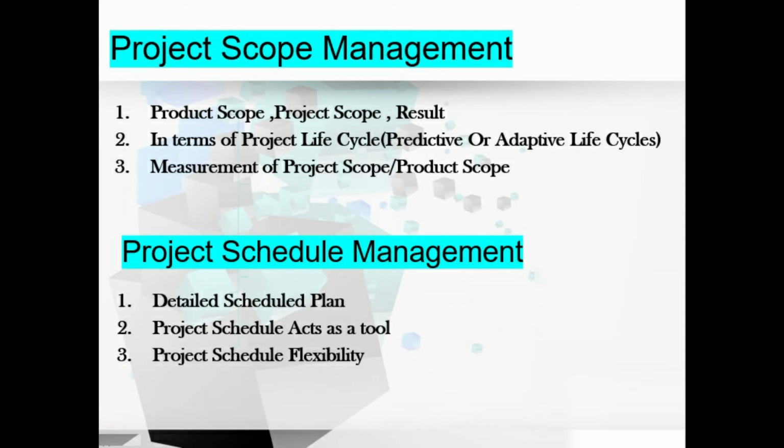Moving to the last key concept, measurement of the project scope or product scope. It means this scope management includes the completion of the project scope is measured against the project management plan and completion of the product scope is measured against the product requirements. These are the key concepts of the scope management.